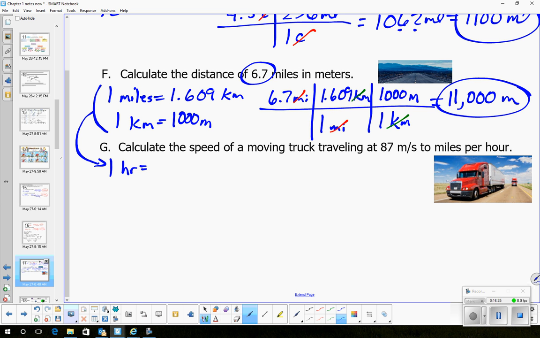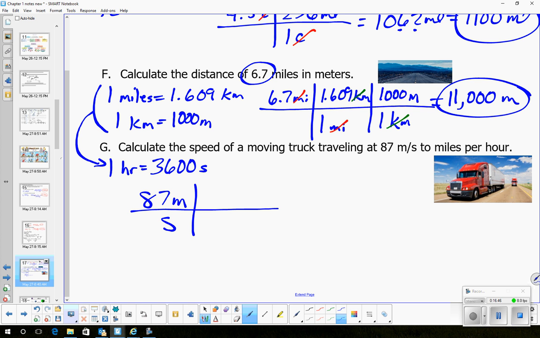60 times 60, so what? 3,600, right? Is that right? Okay. So I need these conversions. Now this is one of the ones that I told you about. You're going to have a unit on the bottom. So 87 meters per second. So second goes on the bottom there.